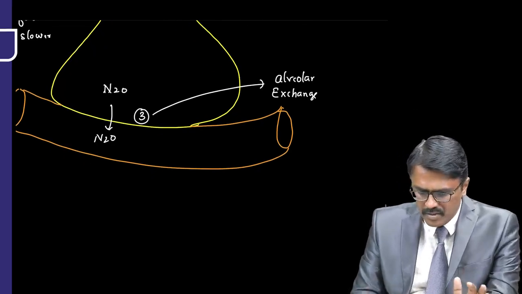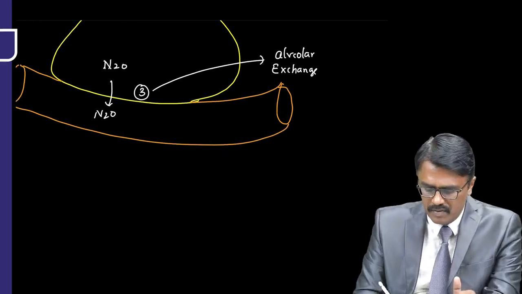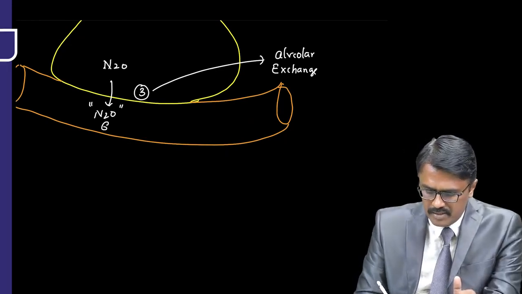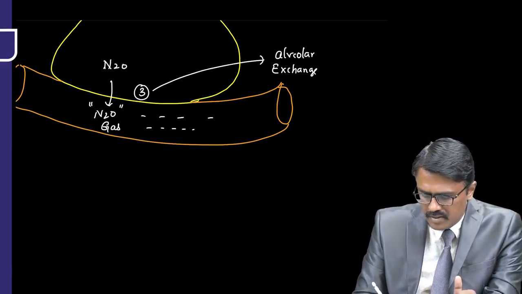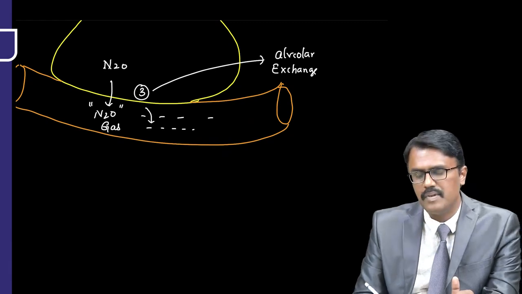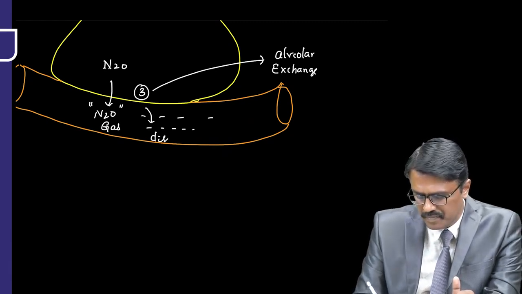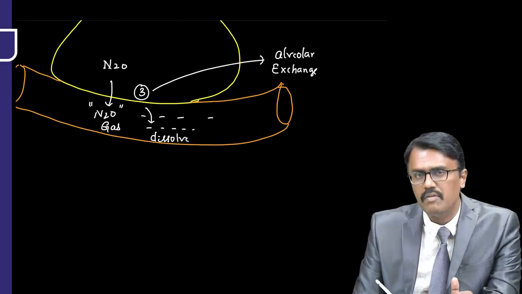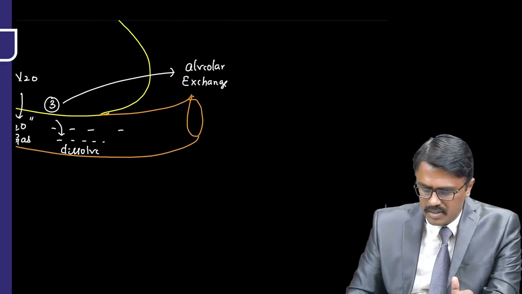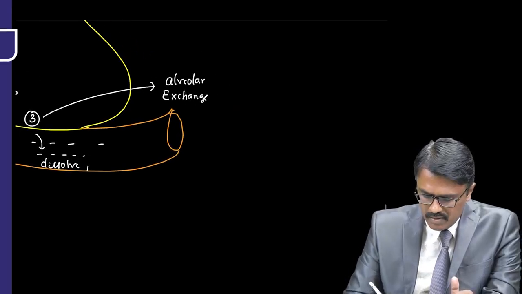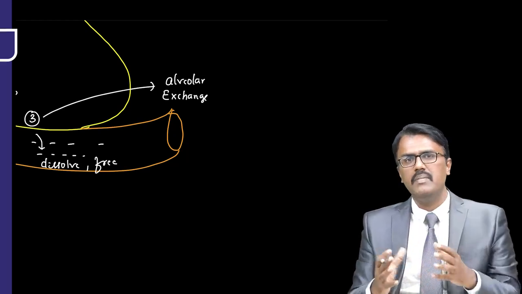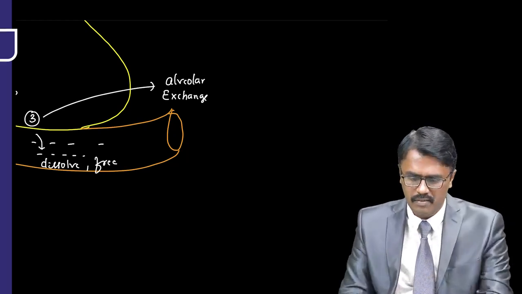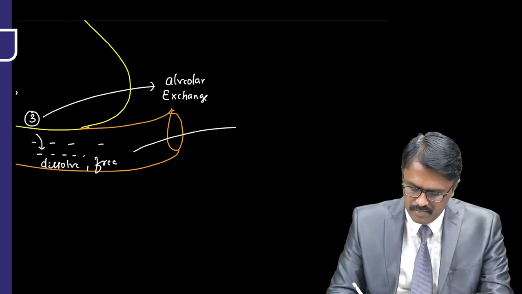Correct. Now this is very, very important. When we give nitrous oxide, which is a gas, and this is the blood, some of the gas will dissolve in the blood. Some are dissolved, some are free. What do I mean by dissolved? They enter the blood. Free means they don't enter the blood. So the free one and the dissolved one will come.